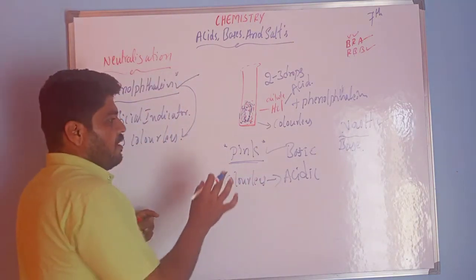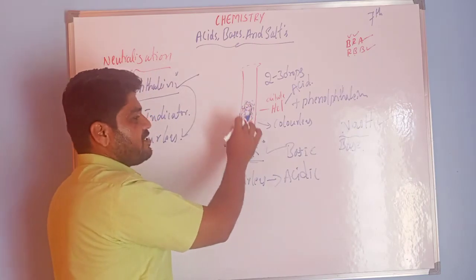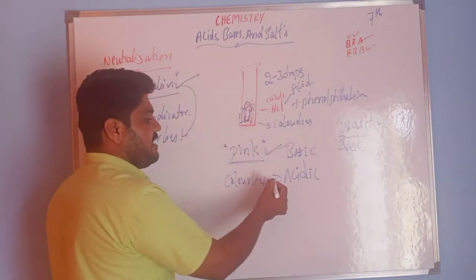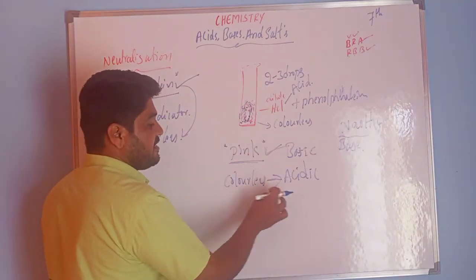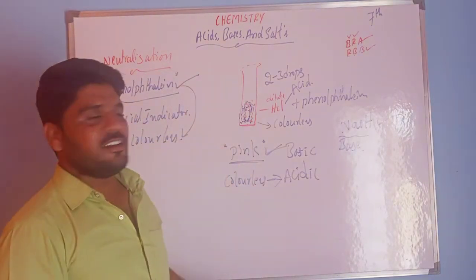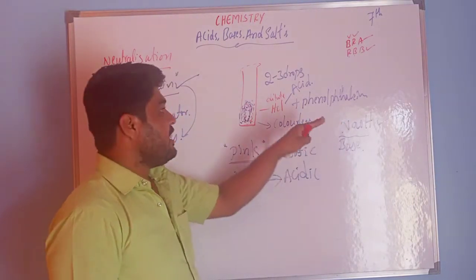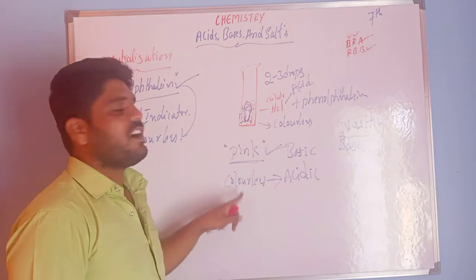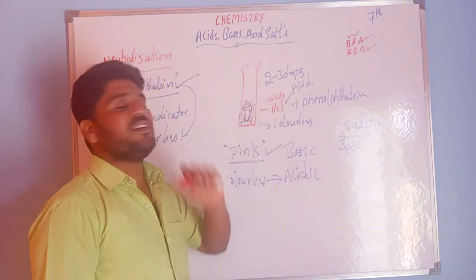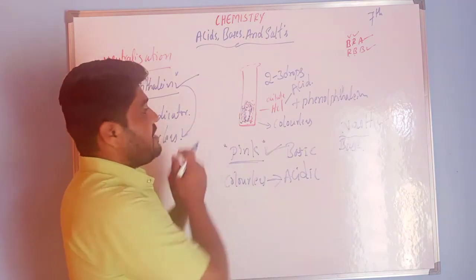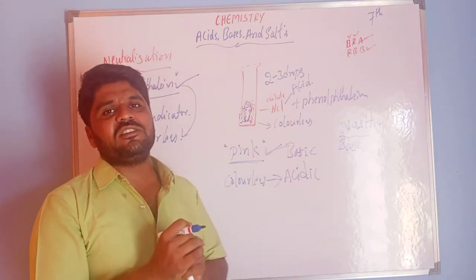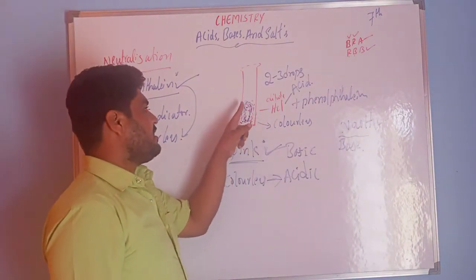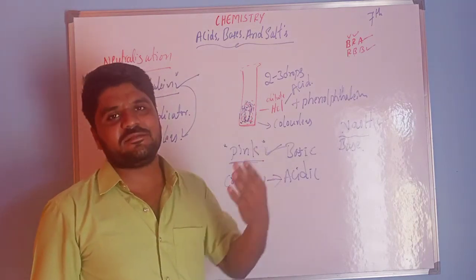So if you add more base, this solution changes into pink color. If this solution contains more acid, it is colorless. If you add more base, it is pink in color. In that solution, if you add more acid, the pink color disappears and the mixture becomes colorless. This is what a neutralization reaction is. And also, if you touch the test tube, the test tube is getting somewhat hot.